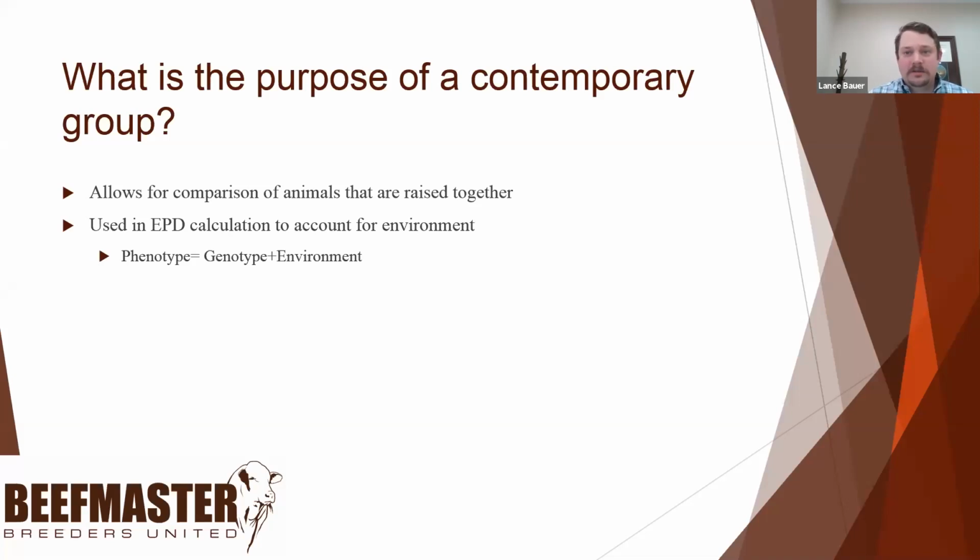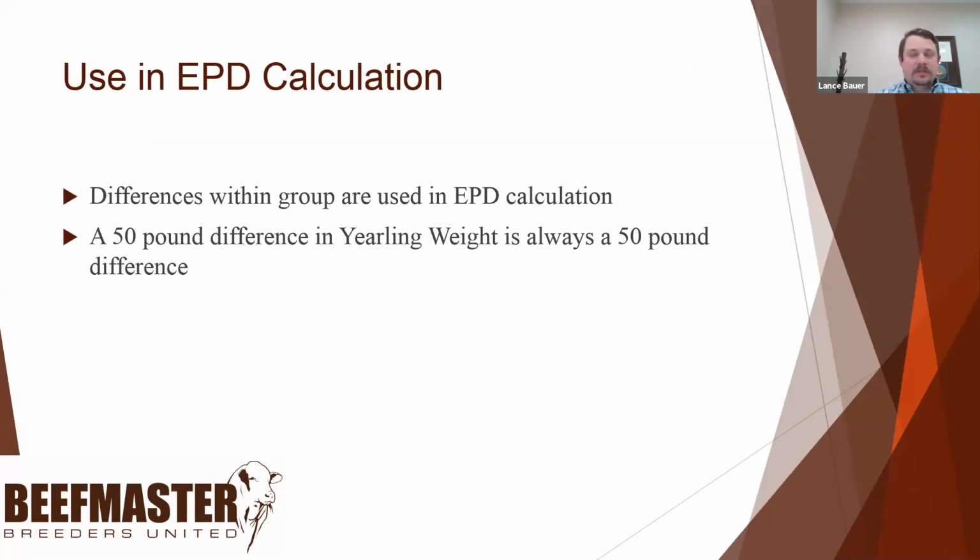EPDs are that environmental factor because every animal in a contemporary group is in the same environment when it's raised. In the use of the contemporary group in EPD calculation, we use differences within the group. So if we're looking at yearling weights, for example, an 800 and an 850 pound yearling weight is going to be the same as a 750 and an 800 pound yearling weight. We look at that difference of 50 pounds.